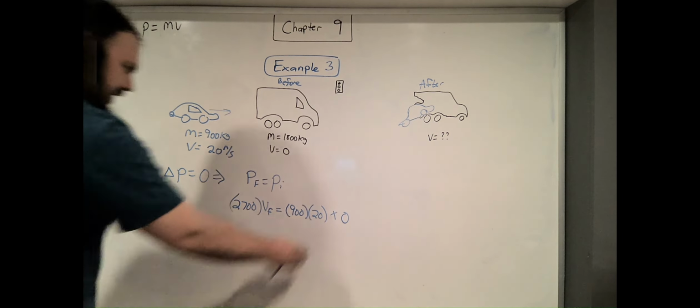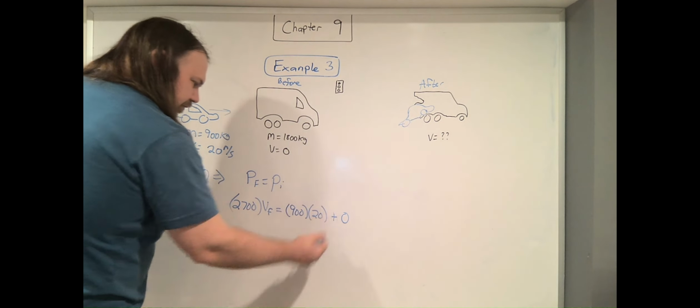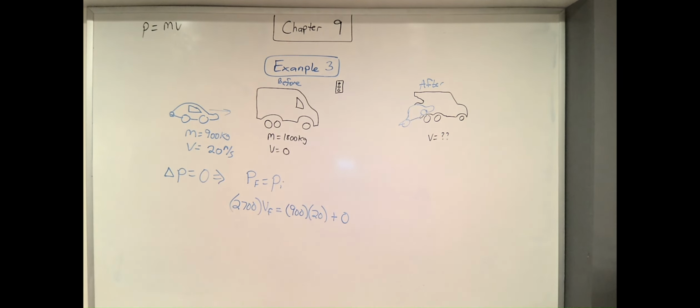Okay, that looks kind of like a times. That's supposed to be a plus. Plus 0. Okay. All right, well, all we have left now is to just solve out for VF and see what's going on. So I've got a 900 times 20, and I'm going to divide that by the 2,700. And I get 6.67 for my final velocity. So I'll go ahead, I'll add that up to the other side. 6.67 is the final velocity.